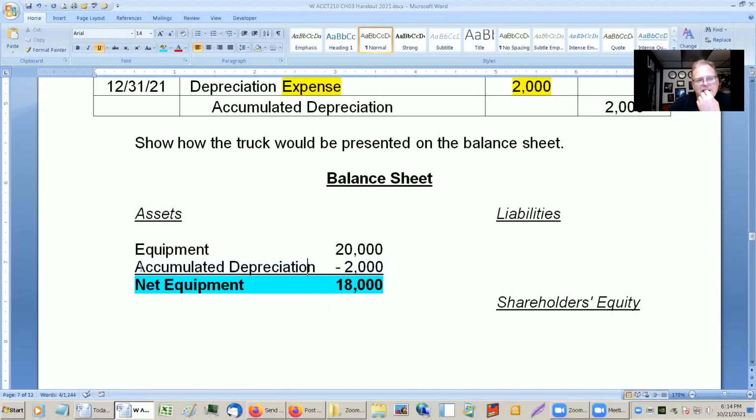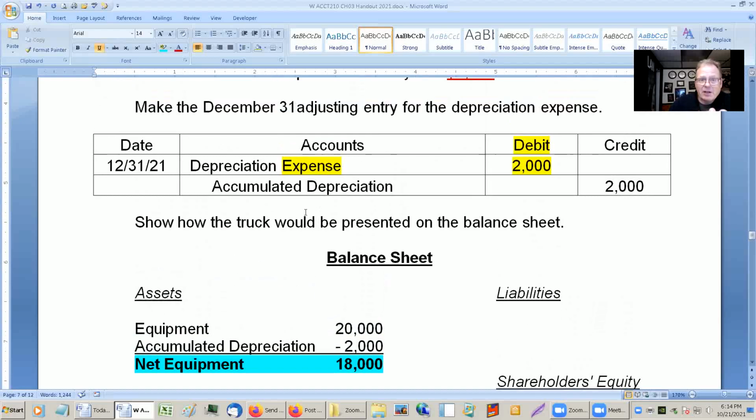I'll go over a little bit why we actually have this accumulated depreciation account. There is a reason for it, but it may not be as obvious when you first look at it. So anyway, we have this account. It's what they call a contra account. This goes against the equipment. It reduces it.